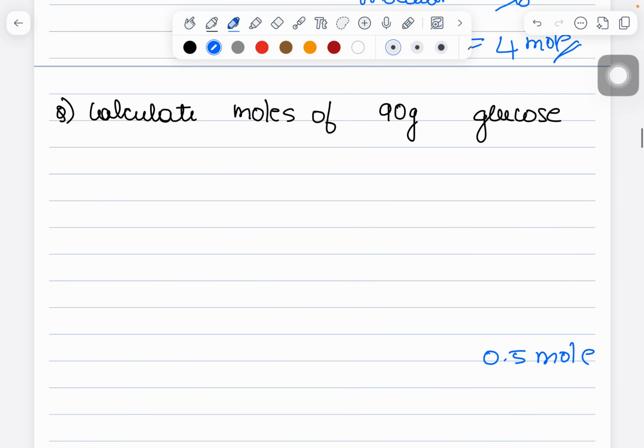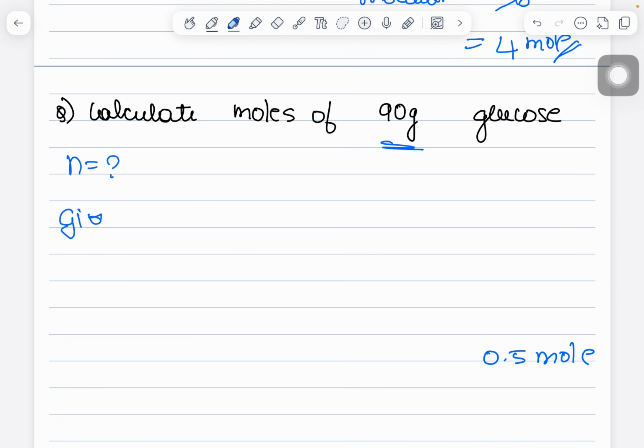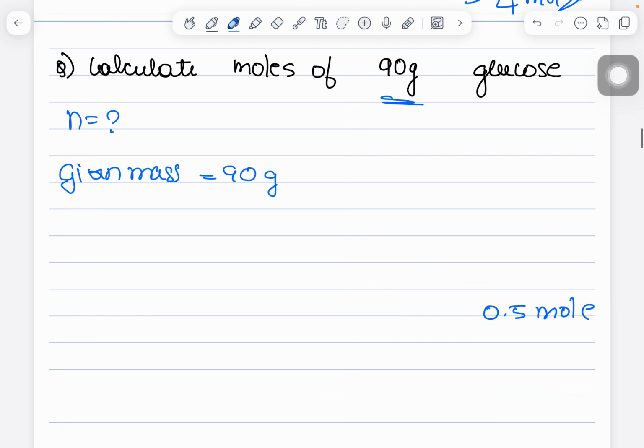Let's calculate one more question, that is, calculate moles. Okay, they are asking for moles. Did they give the given mass? Yes, 90 grams. Given mass is equal to 90 grams of glucose. So you are studying chemistry, so you need to know what is the chemical formula of glucose.